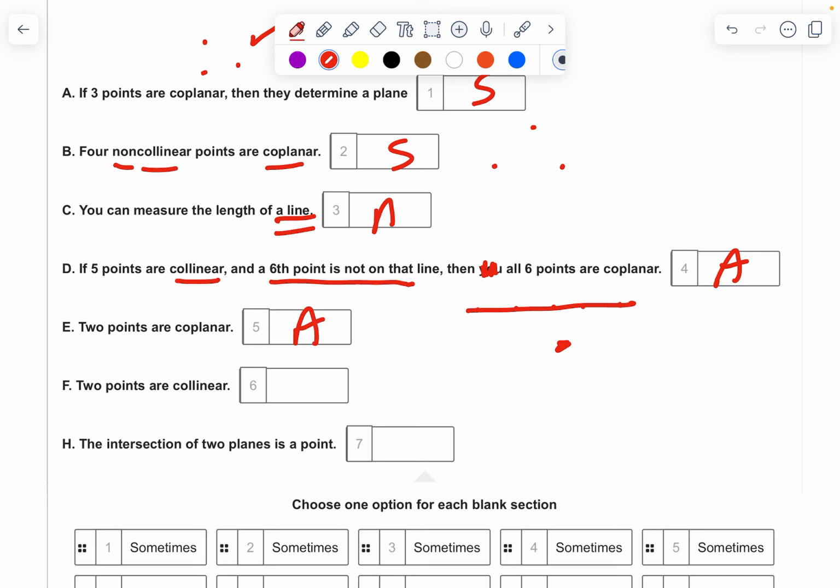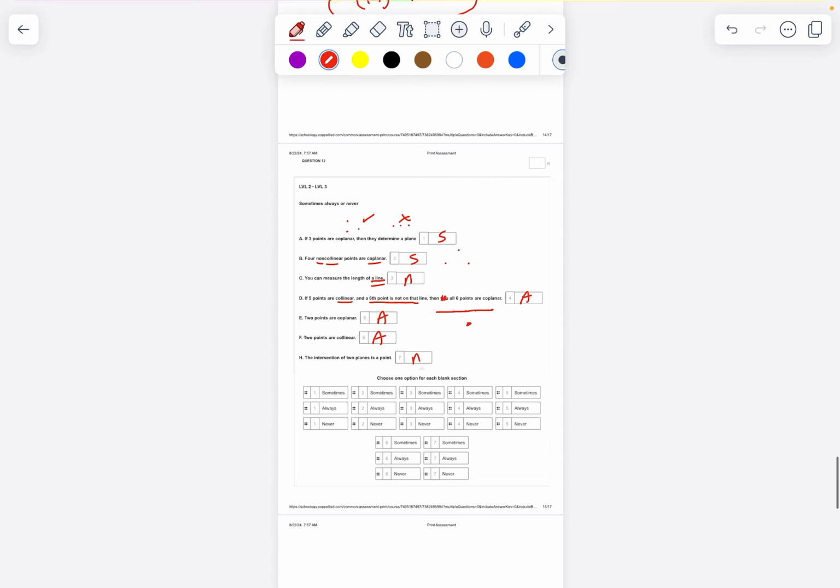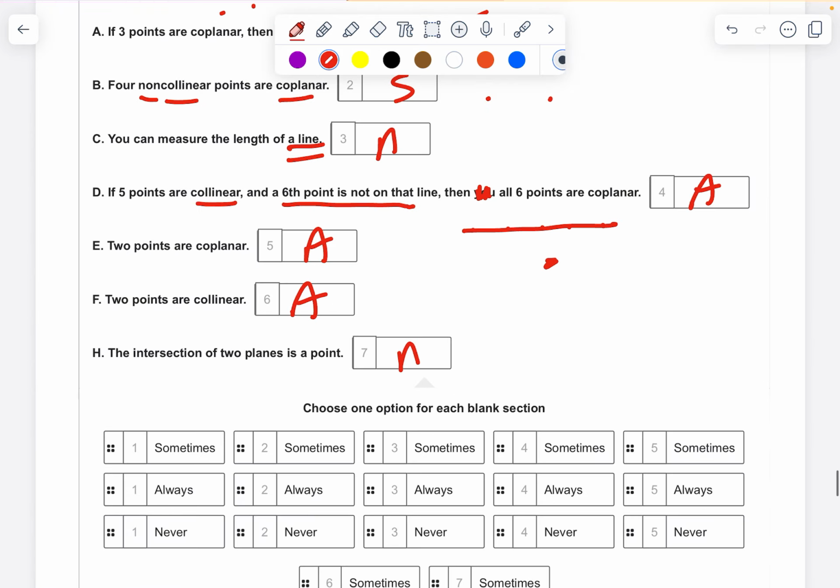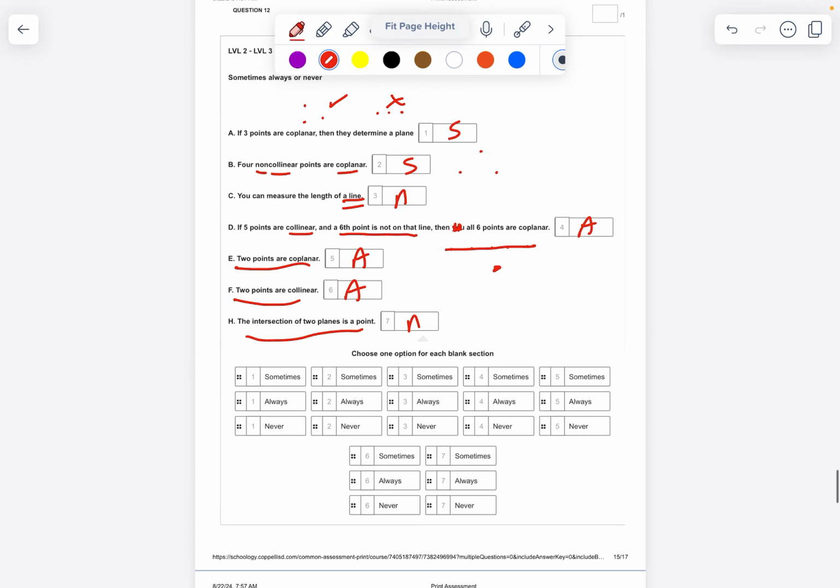2 points are coplanar, always. 2 points are collinear, always. The intersection of 2 planes is a point, never. All right. 2 points make a line, infinite planes hit a line. 2 points make a line, they're collinear. And then the intersection of 2 planes is a line, not a point.